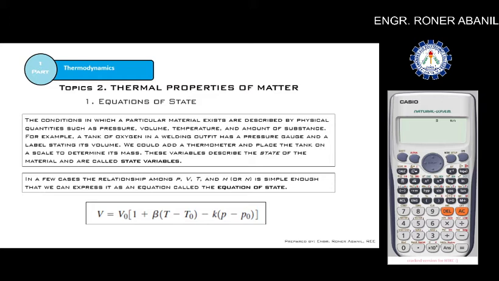So, the condition in which a particular material exists are described as physical quantities such as pressure, volume, temperature, and amount of substance. So, for example, a tank of oxygen in a welded outfit has a pressure gauge and a labeling stating its volume. We could add a thermometer and place the tank on the scale to determine its mass. So, these variables describe the state of material and are called state variables.